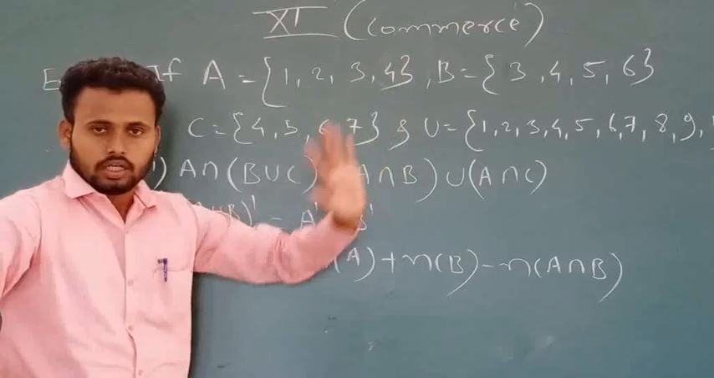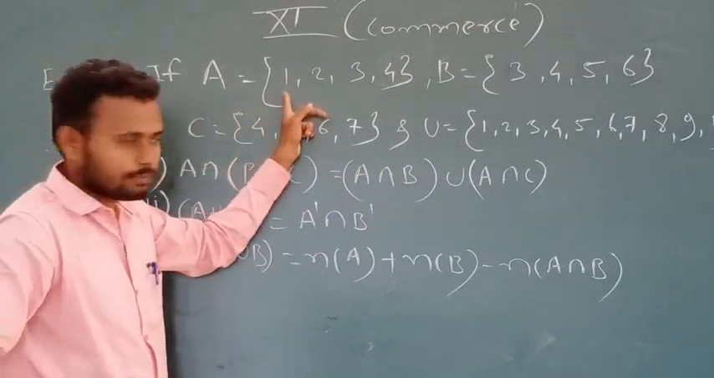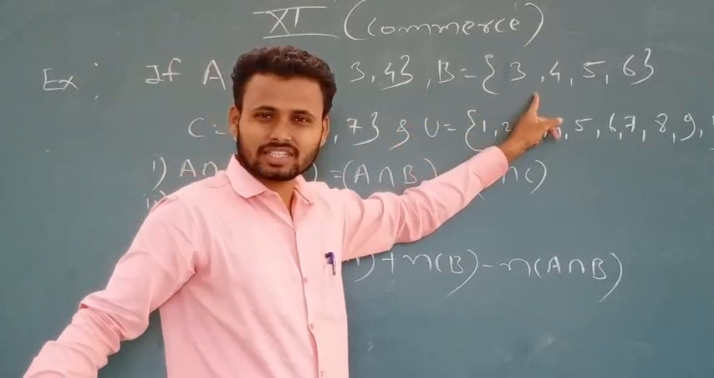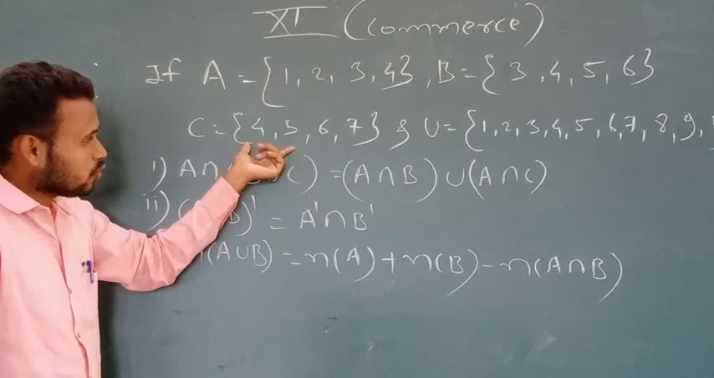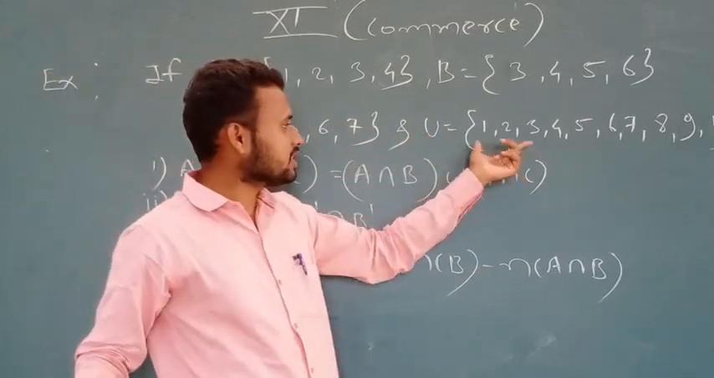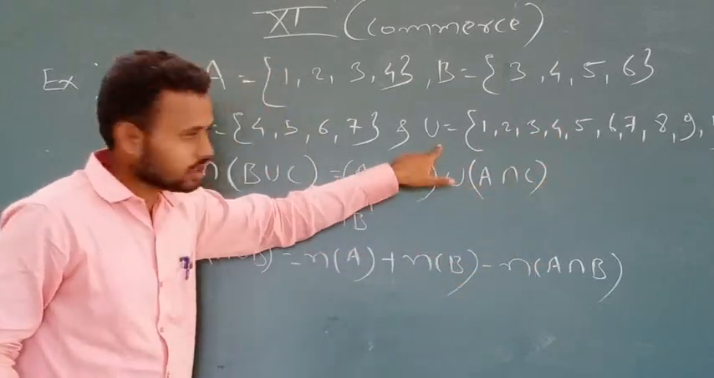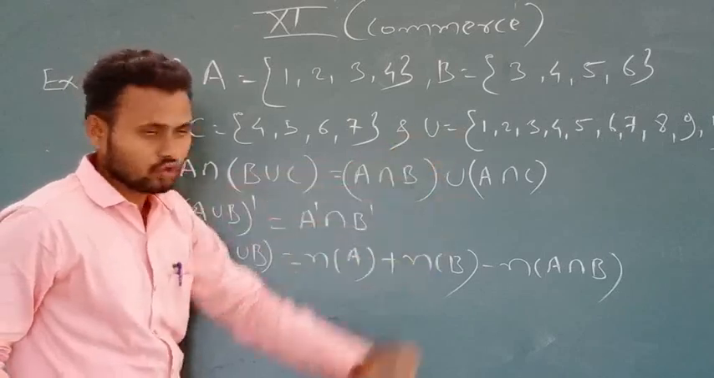Example is that if A equal to set containing elements 1, 2, 3, 4, B equal to set containing elements 3, 4, 5, 6, C equal to set containing the elements 4, 5, 6, 7 and U is the universal set which contains the elements 1 to 10. U is universal set, why? Because A, B, C are the subsets of that. Okay? U is the universal set.